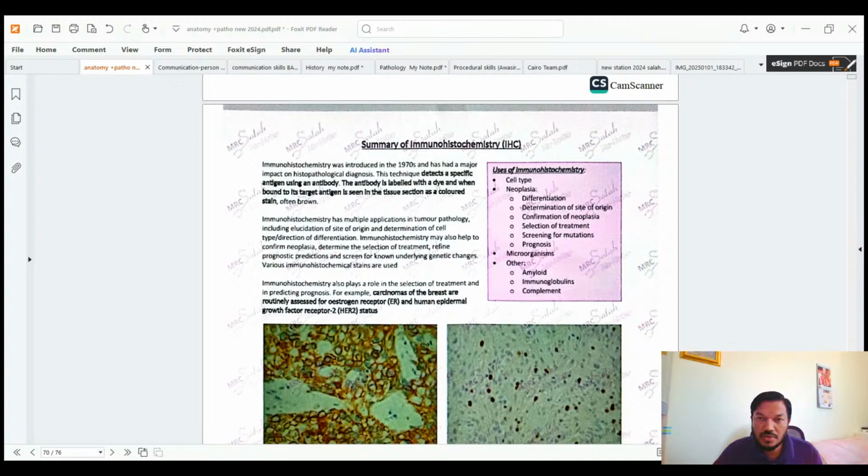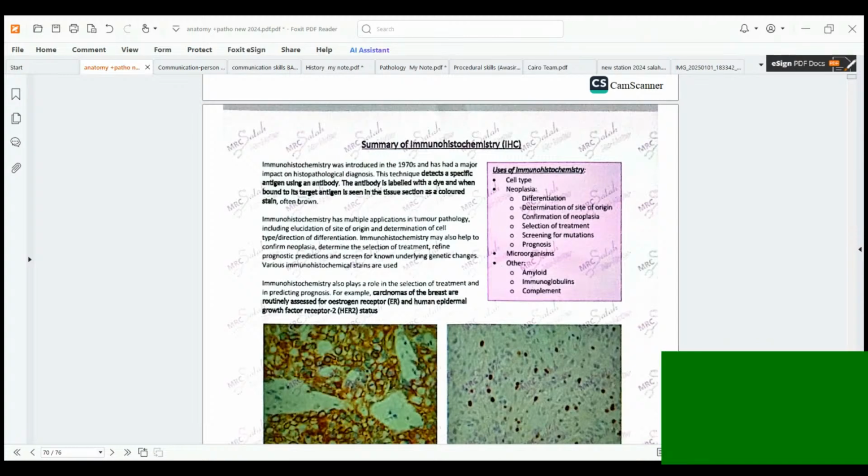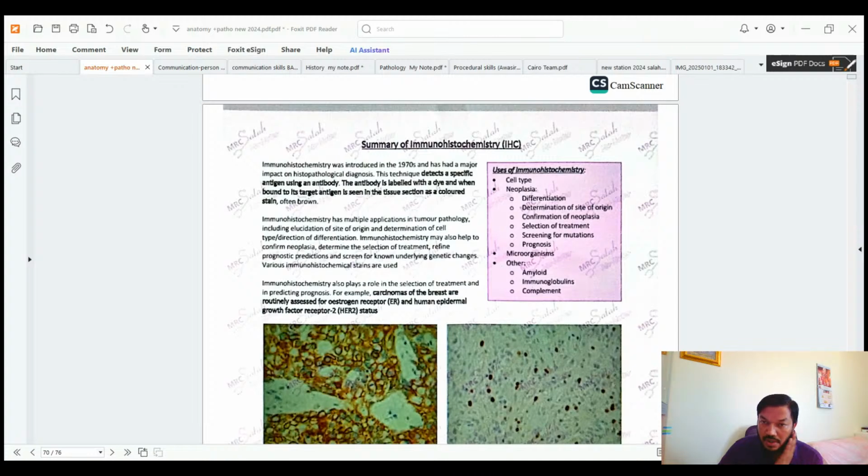Uses of immunohistochemistry: cell type, neoplasia, differentiation, determination of site of origin, confirmation of neoplasia, selection of treatment, screening of mutation, and prognosis. Also microorganisms, and others such as amyloid, immunoglobulin, and complement.